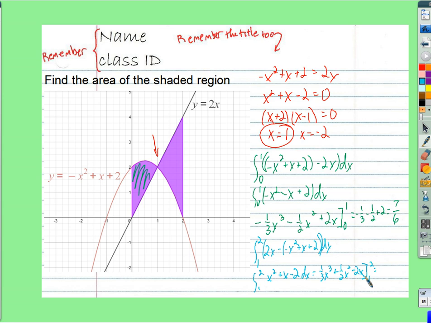We actually have to plug in 2 and 1. Find that. That's different.